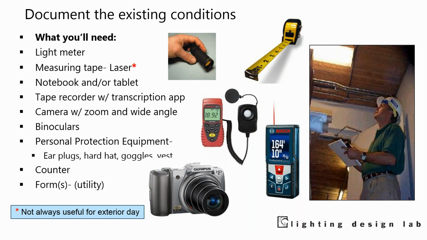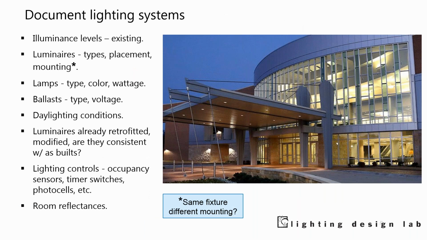A camera with a zoom and a wide angle, and we'll talk about that in a little bit. You want to have a real camera. It doesn't hurt, maybe even have binoculars or a little monocular so you can get a close look at things that are high up. And then, of course, the earplugs and hard hat is needed, safety vest and such. A counter isn't bad, a little counter. And then if utility rebates are important, it doesn't hurt to have those forms with you to help you out.